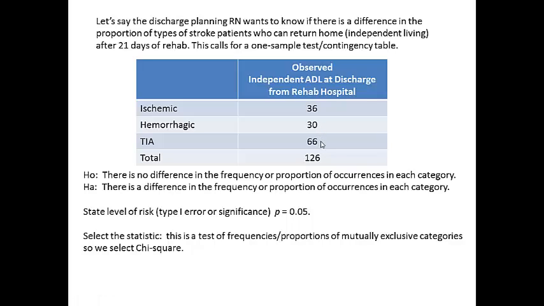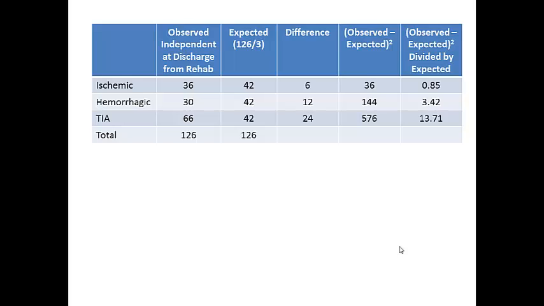And so our research hypothesis is there's a difference in the frequency or proportion of occurrences in each of these categories, and our null would state the opposite. Our level of risk is 0.05, and we select the Chi-square because this is a test of frequencies or proportions of mutually exclusive categories. It's helpful to make a Chi-square table. We are looking at one outcome and 3 categories.